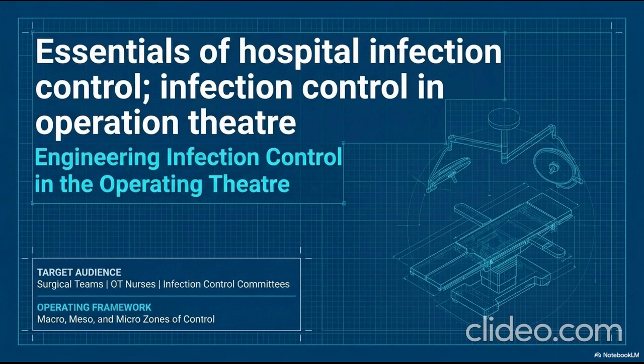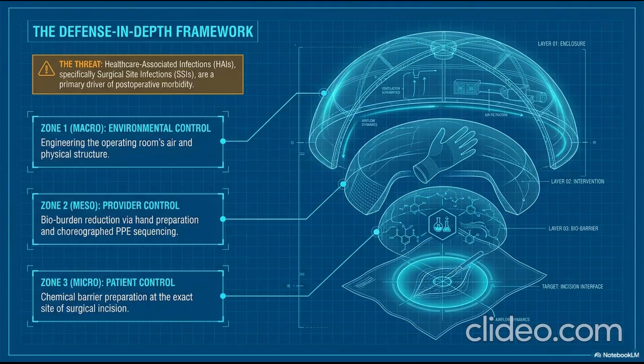Slide 2. The defense-in-depth framework. Our strategy relies on three distinct layers of protection. Zone 1, macro, which focuses on environmental engineering of the room's air and physical structure. Zone 2, meso, which addresses provider bioburden through hand preparation and choreographed PPE sequencing, and Zone 3, micro, which involves precise chemical barrier preparation at the exact site of the surgical incision.